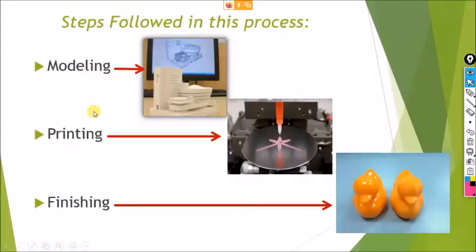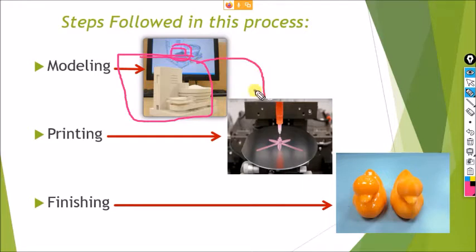Now, modeling. What are the steps involved in 3D printing? First one is modeling. First we need to create a prototype, a digital prototype. We call this a 3D model, right? We have this 3D model, so that we need to send to the 3D printer, right? It will straight away print here, and finally you will have an output like this. These are the steps involved.